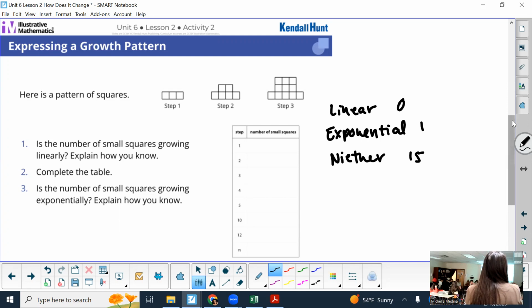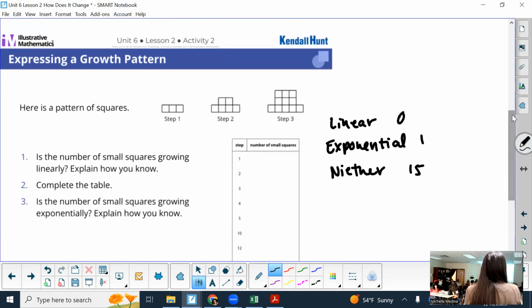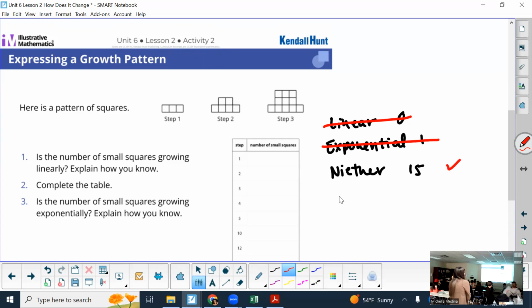So let's see. Is this pattern adding the same amount each time? No. So then it cannot be linear. Glad no one picked that in this class, at least. Other people did. But it's not adding the same amount each time, so it's not linear. Is it multiplying the same amount each time? No, so then it's not exponential. So definitely it's neither then. Is it quadratic? Yeah.